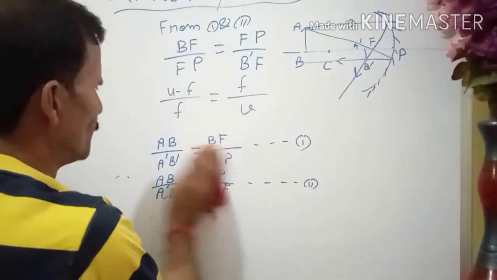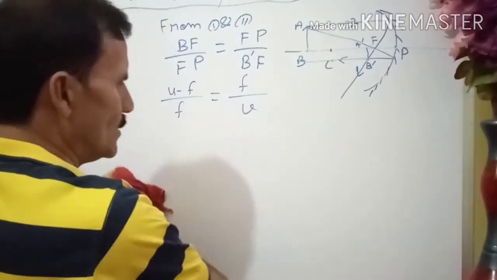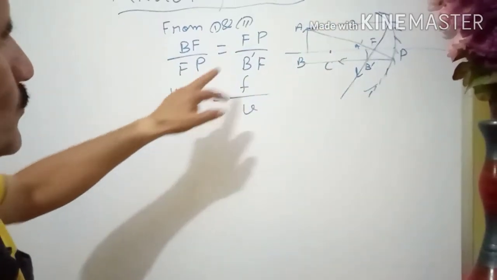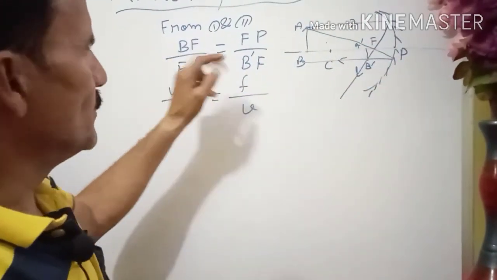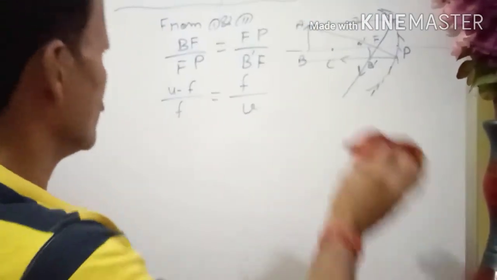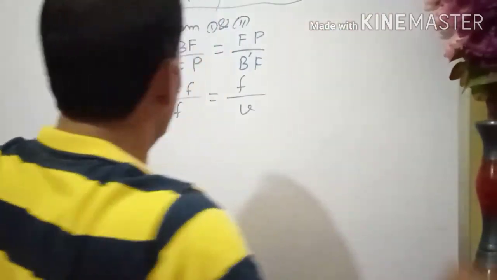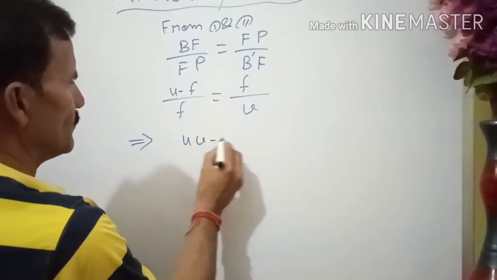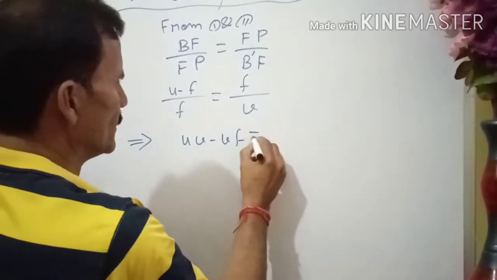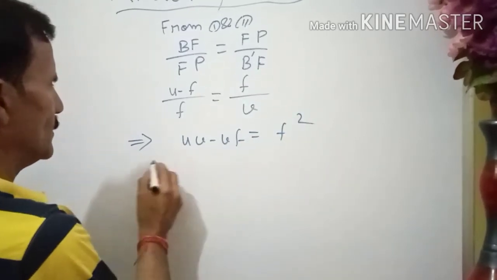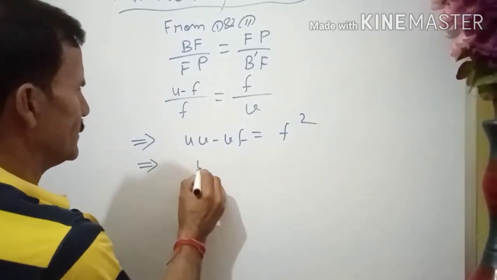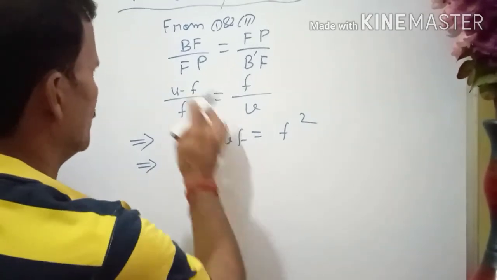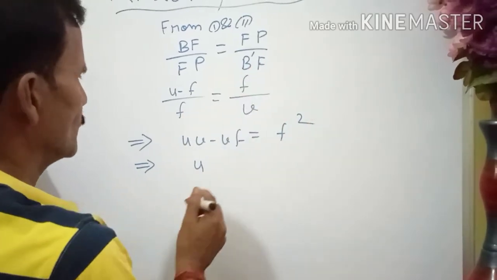So only you have to put the values. When you put the values, take care, values should be put with the help of the figure. What is BF? Okay, so when you solve it, you get UV minus VF, cross multiplication equal to F square. So better you can write it UV plus VF is equal to F square.